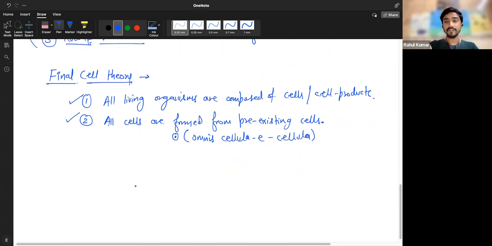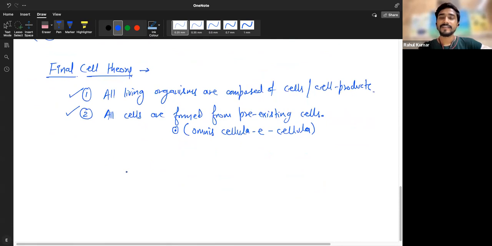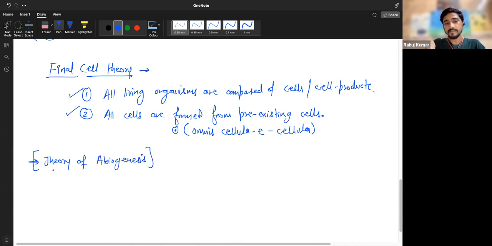Now to explain that, we have to do it in the evolution part. That talks about the evolution of life. How did life come into existence? So that part I'm just leaving. I'll not cover it here. Is it okay? If you're very, very curious, you can go back and look at, there's a theory, the theory of abiogenesis. This gives an answer to where the first cell came from. Okay.